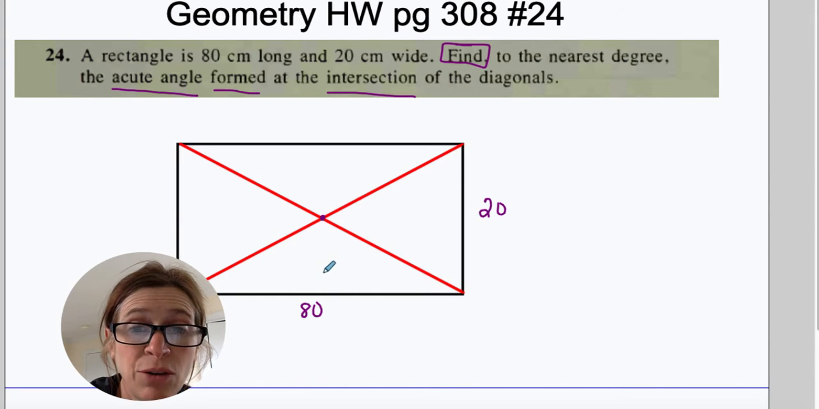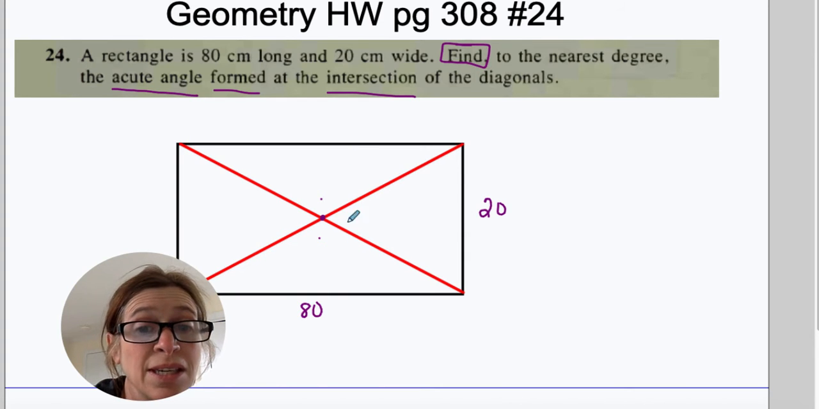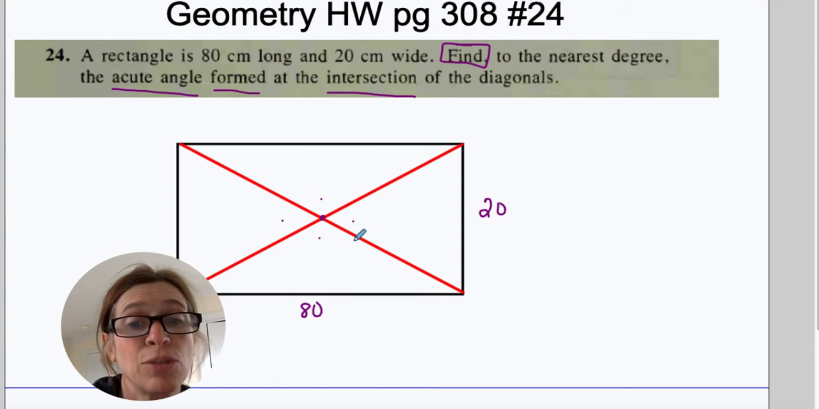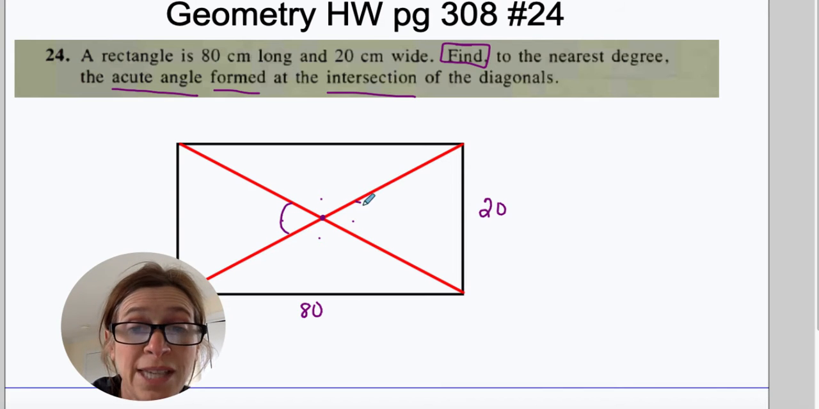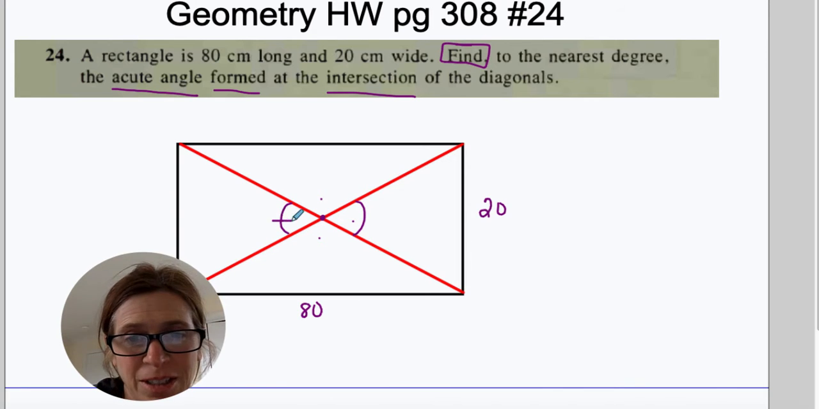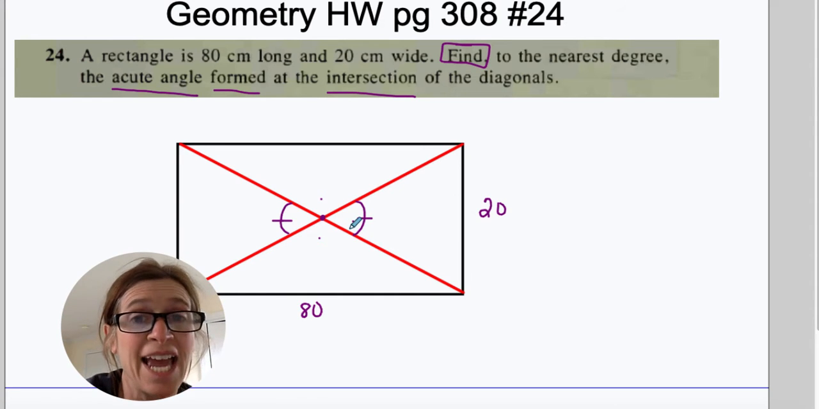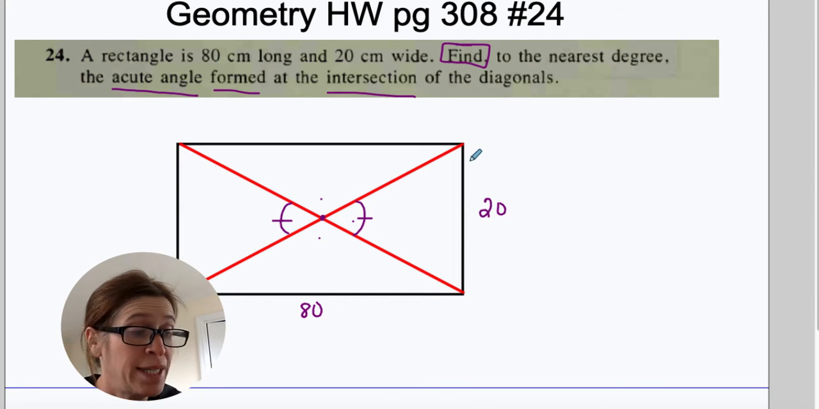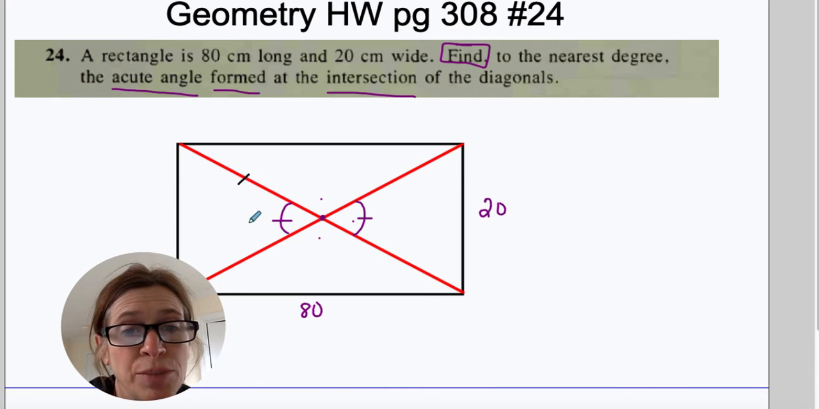So the angles that are formed, there's two angles here that appear to be obtuse, and there's two angles here that appear to be acute. So you're looking for this angle or this angle because they're vertical, so they're equal. Now we have to remember the diagonals in a rectangle are congruent and they bisect each other, which means all of these are equal.